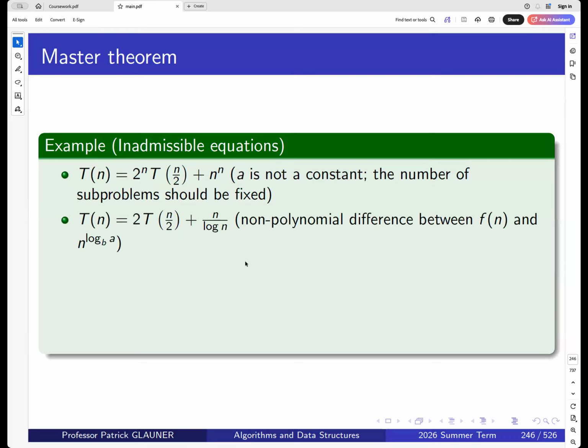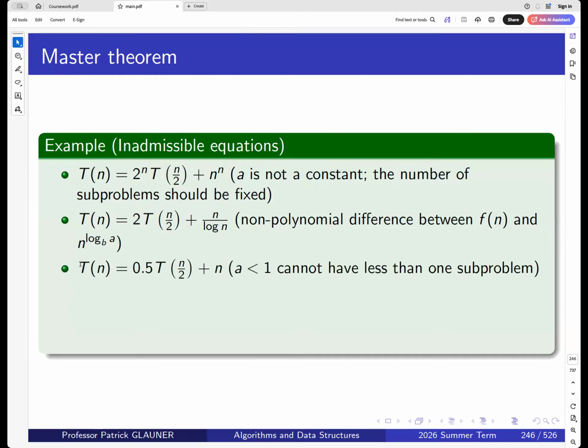Then we have this other one here. T of n is 2 times T of n/2 plus n divided by log n. This part here is fine for a and b, but we always want to relate our critical exponent n to log_b of a, and the critical exponent cannot be related to this one here because it's a non-polynomial difference.